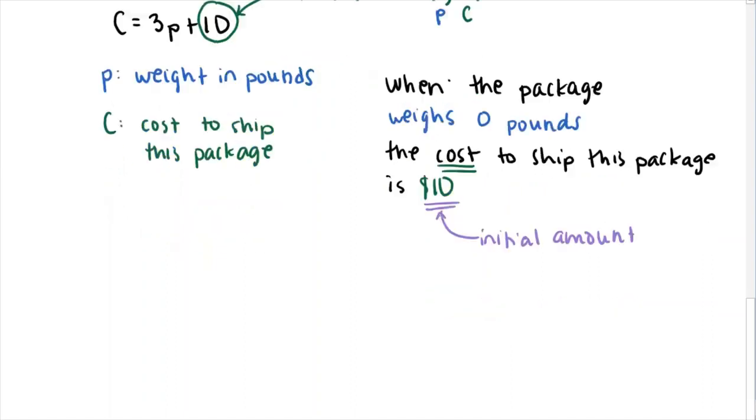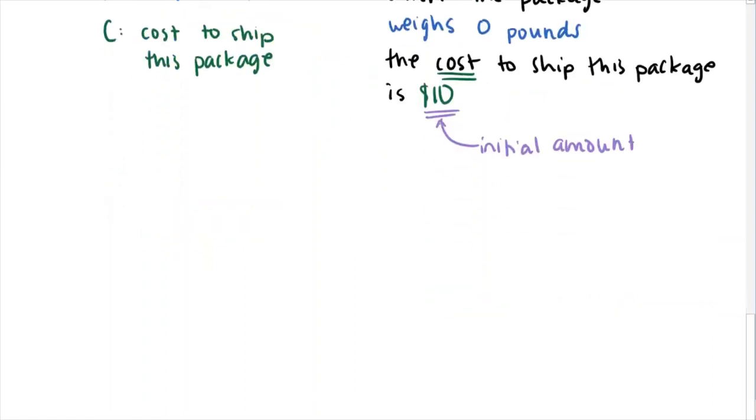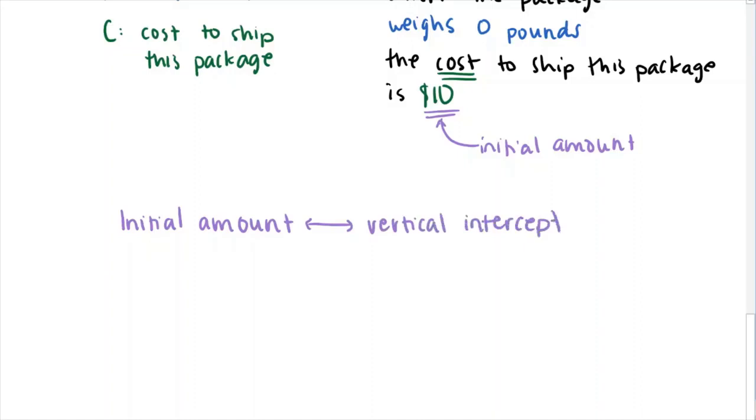That's what this vertical intercept is telling us. So in general, when you're looking at a word problem or a situation and you're trying to describe it with a linear equation, a linear function, and you see an initial amount, a starting amount, this corresponds to the vertical intercept. So that's something to be on the lookout for when you're trying to create or cook up these equations.